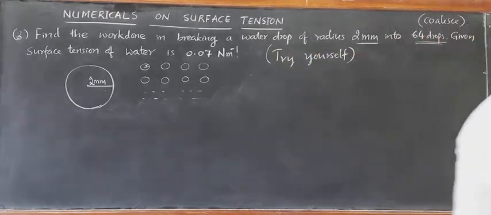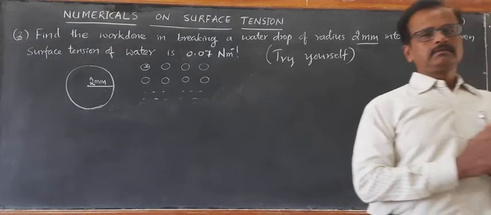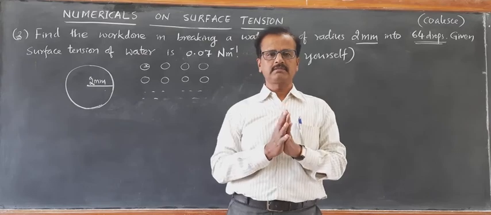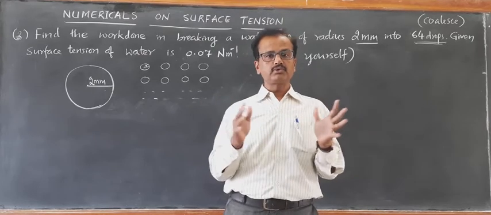Now there are some conceptual problems. When two ships or two boats are moving on the water surface, they never move close to each other. Do you know why?